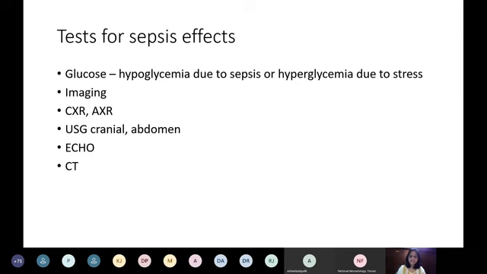There is a lot of stress. Stress hormones are high in the baby's body. So you can see either one of them. Again, it's an indirect evidence. The other evidences we look for is the imaging.